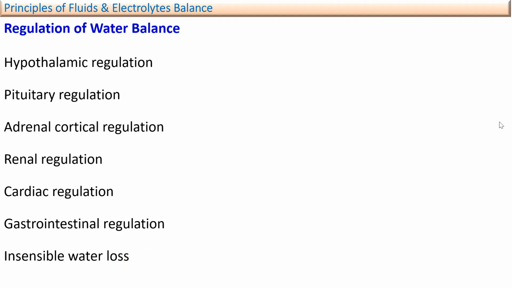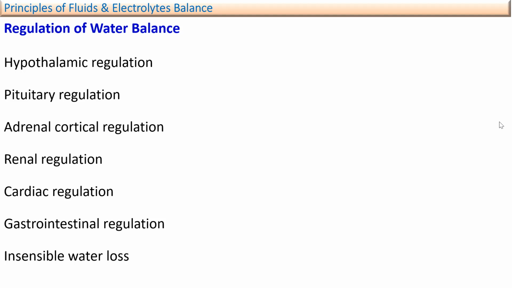Water balance is regulated by four major endocrine and non-endocrine organs. For example, hypothalamic regulation: the osmoreceptors in the hypothalamus sense the fluid deficit or increase in plasma osmolality. It stimulates thirst and antidiuretic hormone release, resulting in increased free water and decreased plasma osmolality.